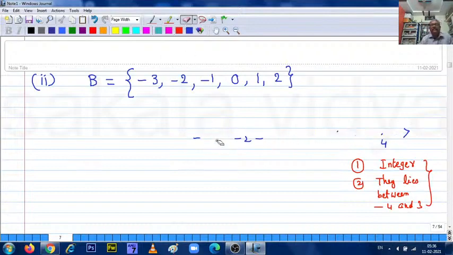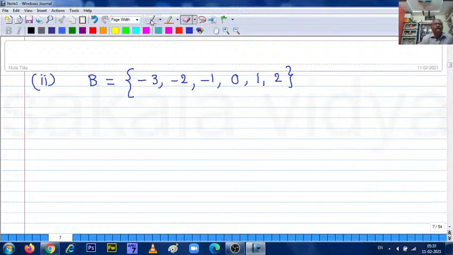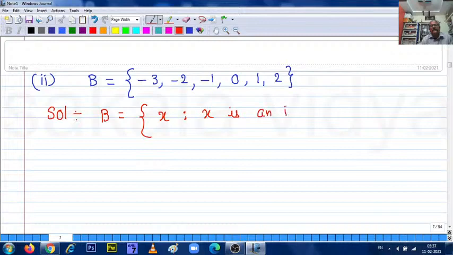Okay, let us write the set builder form now. Solution: B is equal to x such that x is an integer, and -4 less than x, x less than 3. X is an integer that lies between -4 and 3. Between -4 and 3 means -3, -2, -1, 0, 1, 2.